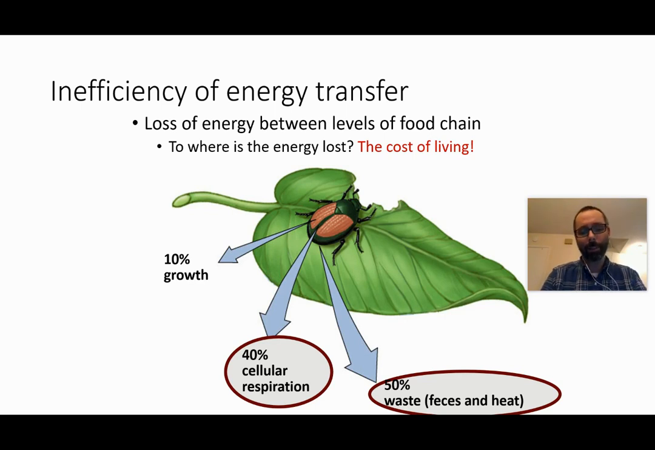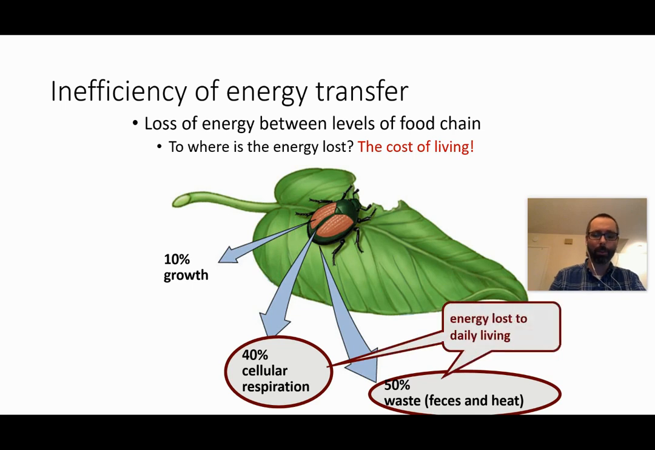That leaves 10% for something called growth. This is basically to build your body, right? It's stored in your muscles. It's stored in the shell of the bug. It's stored in the muscles of the cow or the fish or whatever you're eating. Or it could be stored in the form of starch in the plant, right?